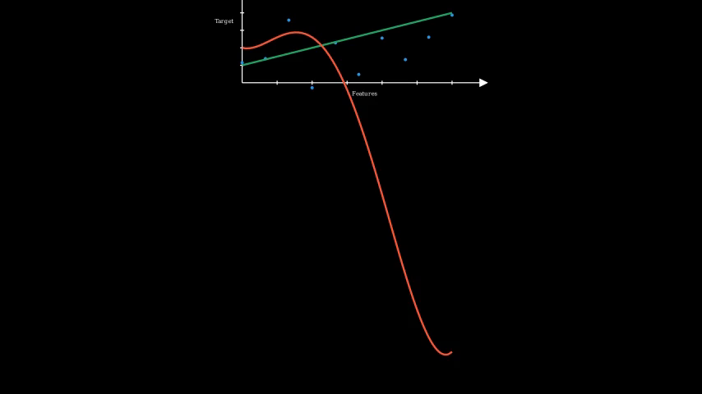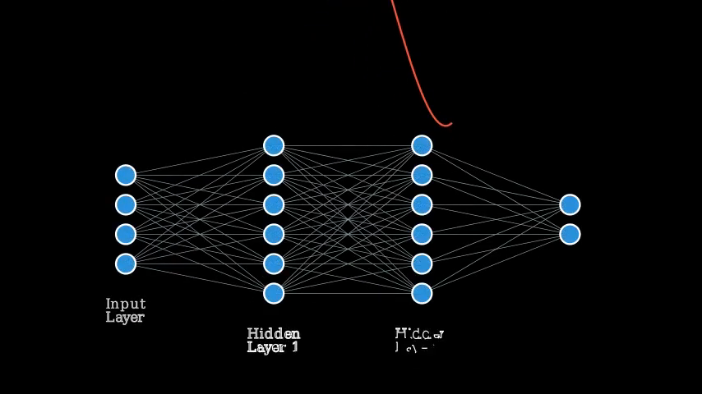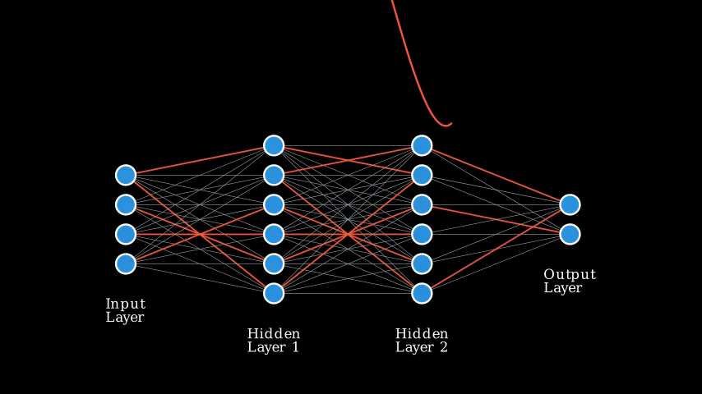Now, let's visualize a simple neural network architecture. In a standard neural network, we have multiple layers of neurons. Each neuron receives inputs from all neurons in the previous layer, computes a weighted sum, applies an activation function, and passes the output to the next layer. The connections between neurons represent weights, which the network learns during training.